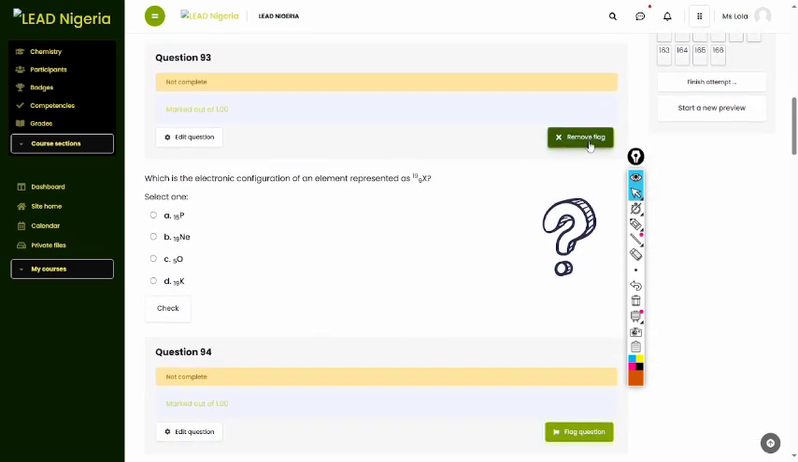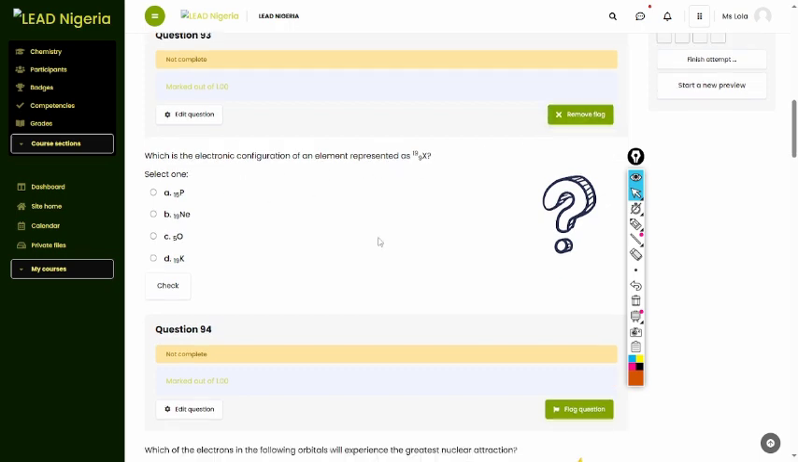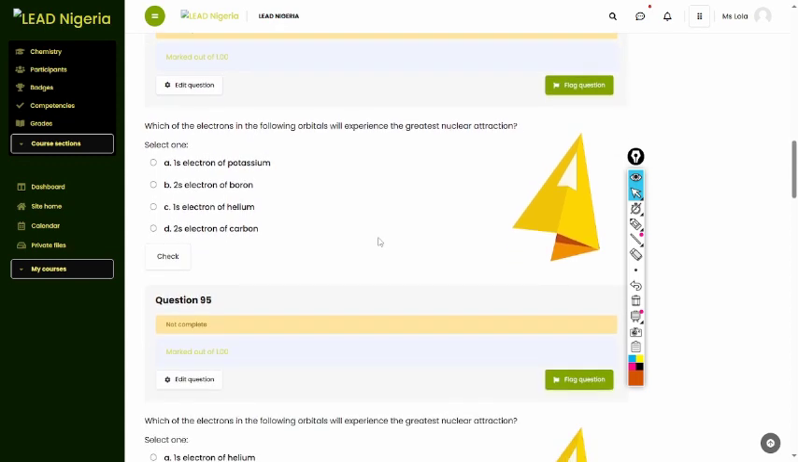This question has been flagged, so we'll skip it because the options do not correspond to the actual question. Let's go to the next question. Which of the electrons in the following orbitals would experience the greatest nuclear attraction?